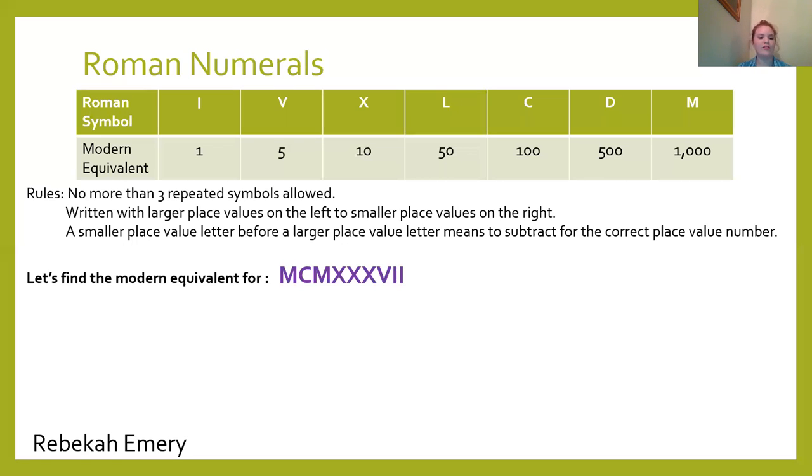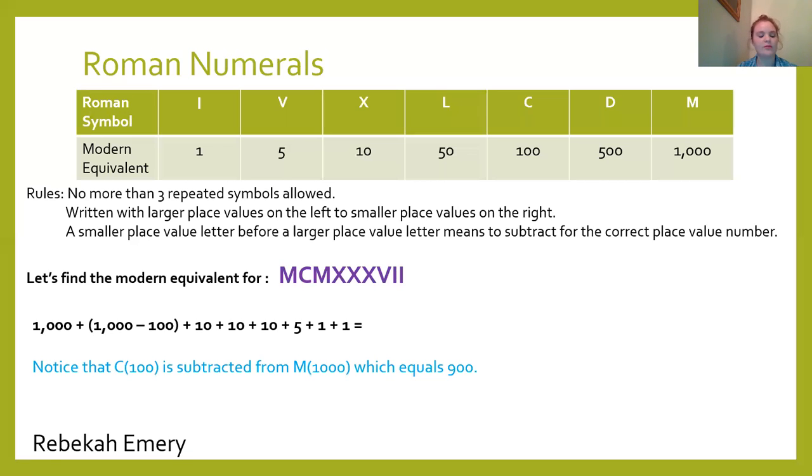So let's find the modern equivalent for MCMXXXVII, which is 1000 plus 1000 minus 100 plus 10 plus 10 plus 10 plus 5 plus 1 plus 1, which equals... 900. Oh, my bad. Wait, notice that C, 100, is subtracted from M, 1000, which equals 900, and our answer is 1937.